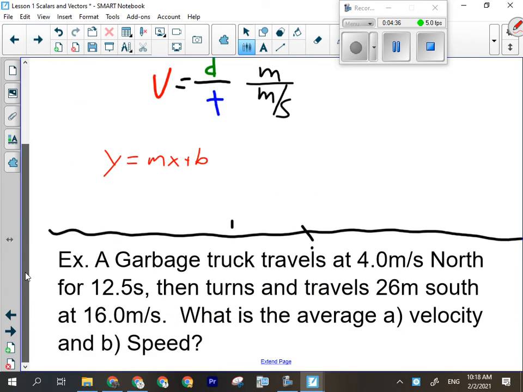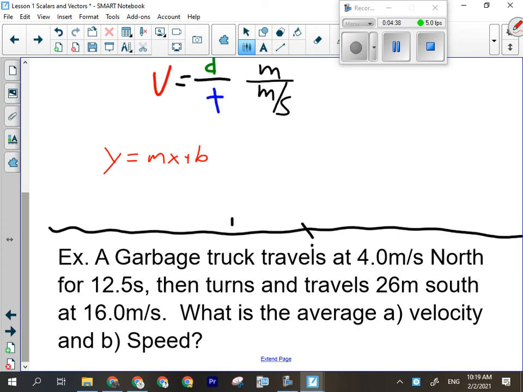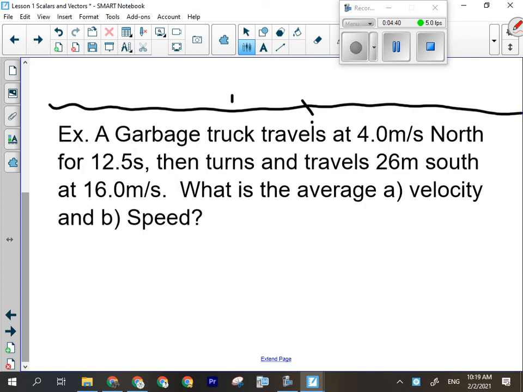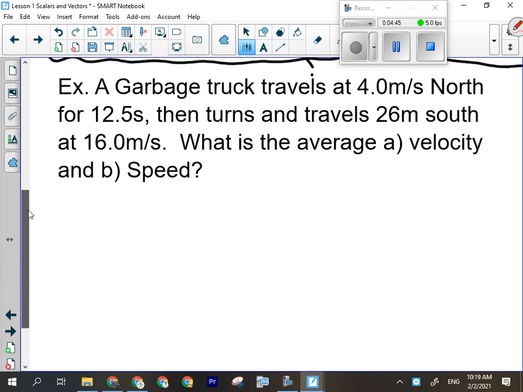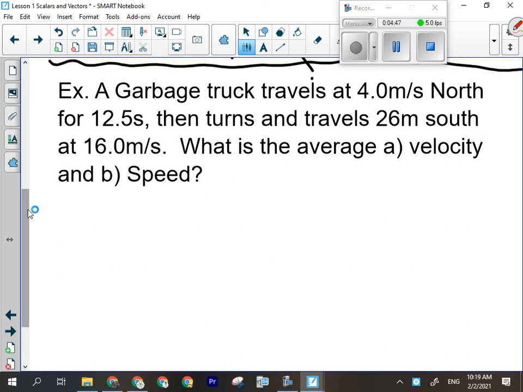Sometimes we're going to run into v equals d over t problems like this one that have more than one part to the trip. When we run into problems like that, here's what we have to remember. V equals d over t actually means this.